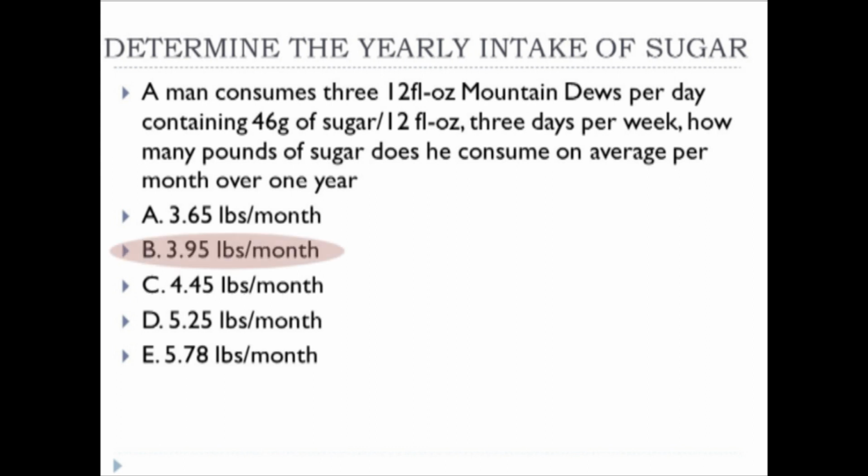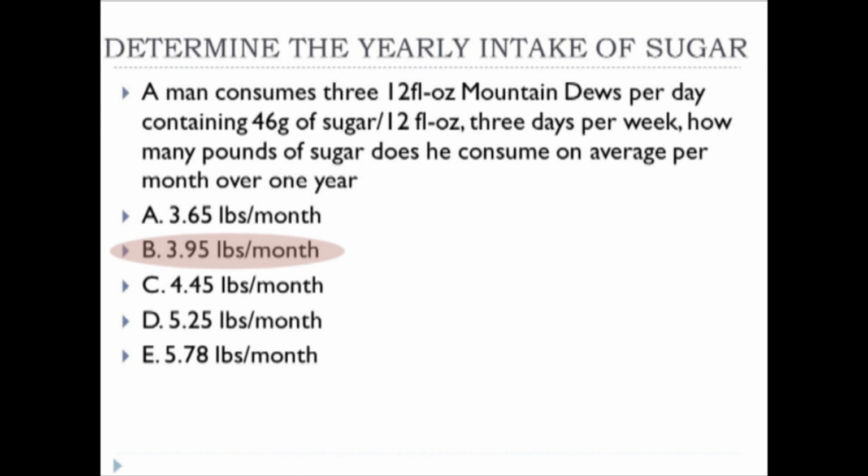Right, the correct answer is 3.95 pounds per month. So how did we calculate this? Well, let's consider the number of grams of sugar consumed per day. So the patient consumes 3 12 fluid ounce Mountain Dews per day, and 1 12 fluid ounce contains 46 grams. So 46 times 3 gives us the number of grams of sugar consumed per day.